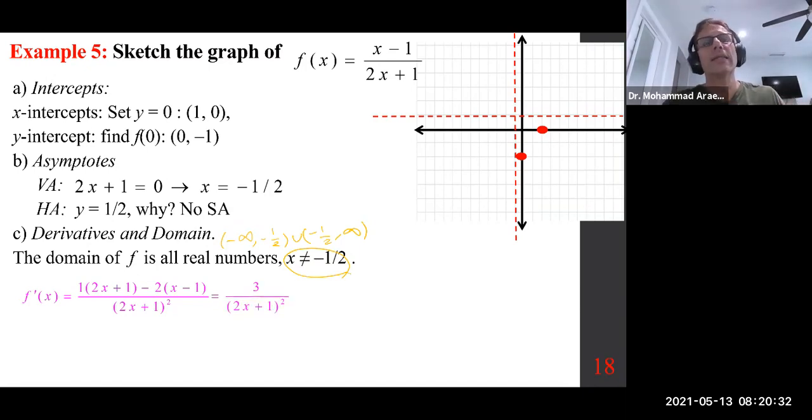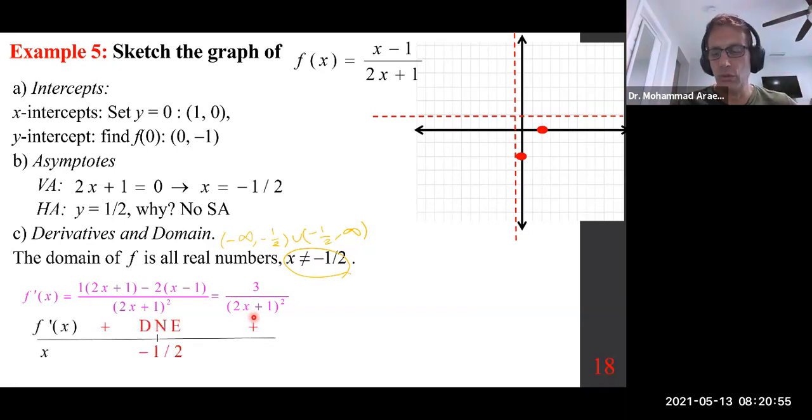And I hope you realize that even if you don't do the sign graph, this is always positive. How do you know that? Because you have an expression where the numerator is a number. It's a positive number. And the bottom is being raised to the power of 2. That means it is always positive with the exception of what makes the denominator 0, namely x equals negative 1/2. So if you were to do the sign graph, it will look like this.